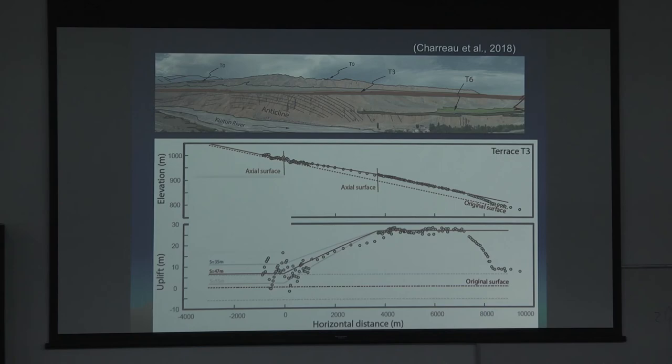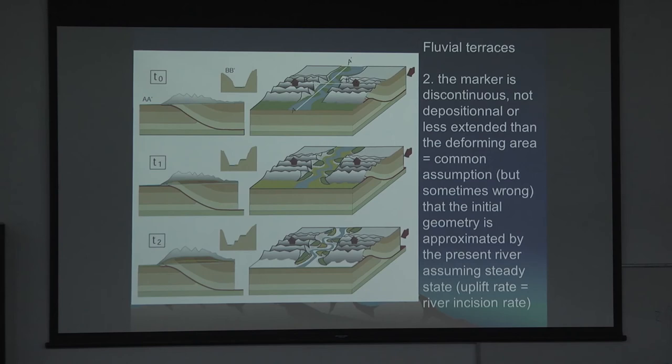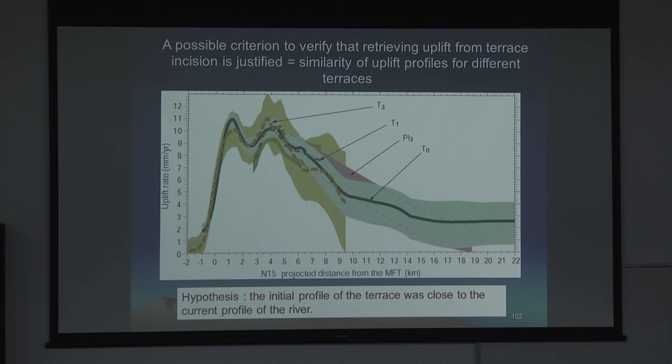So when the terrace is discontinuous, it's more difficult to do this kind of hypothesis. In particular, if you don't have a terrace remnant here or here, you don't know how you will adjust this initial slope. So in that case, as I was saying, you will consider the present geometry of the river. But it's not always a pertinent guess. So in that case, it was working. In some other cases, it doesn't work.